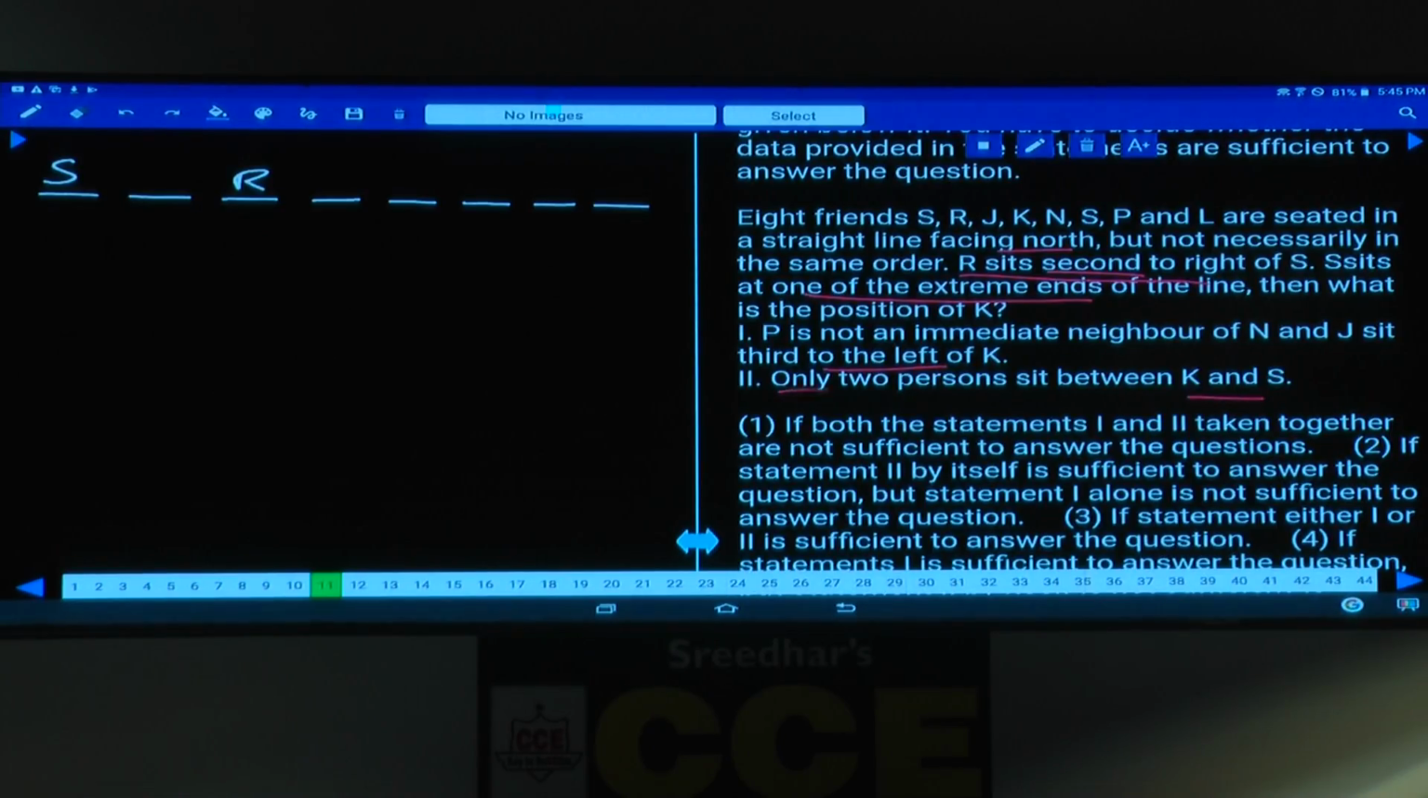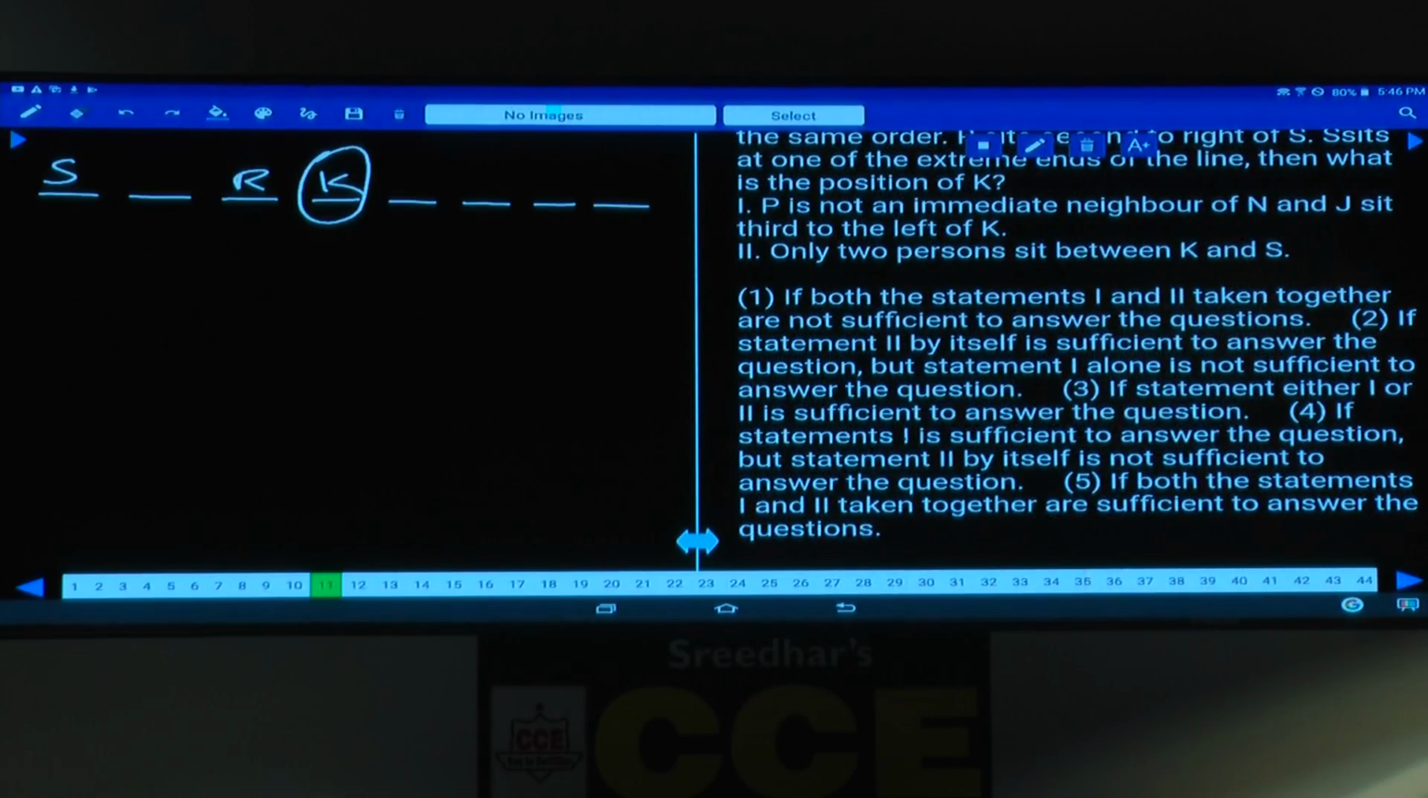Now, if you take the second condition here, only two persons between K and S, hence K must be at this place. Isn't it? Are we getting the answer or not? Now, the position of this K is fixed, and so statement 2 alone is sufficient. Only two alone, what is the choice here? Only two alone is sufficient, that is choice 2.